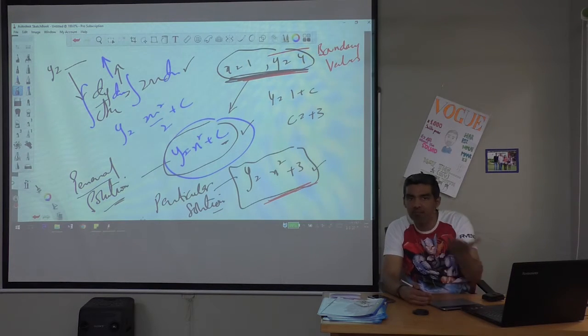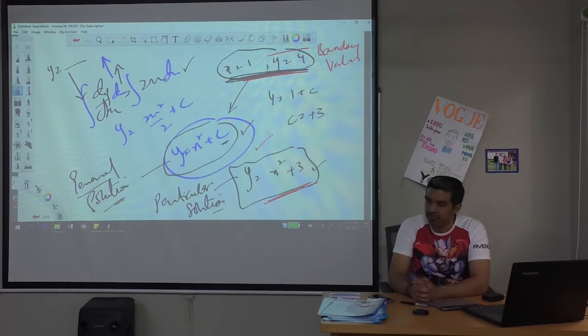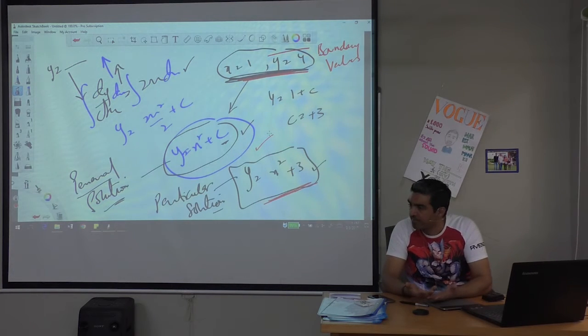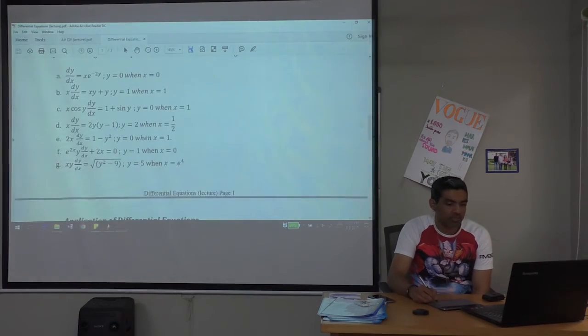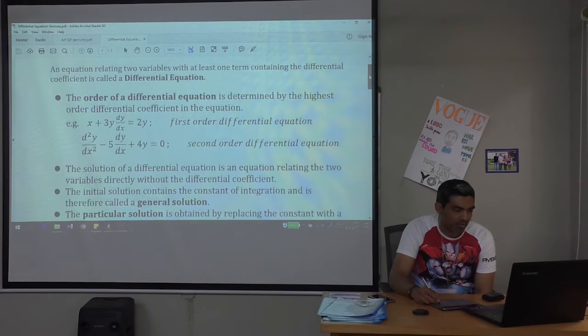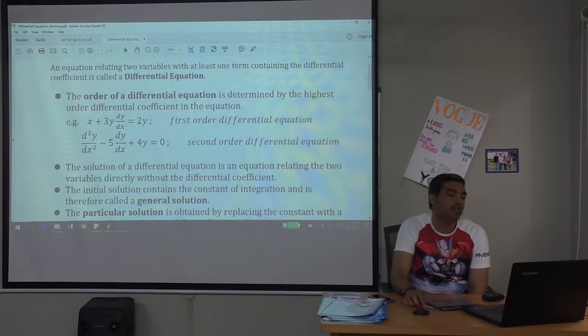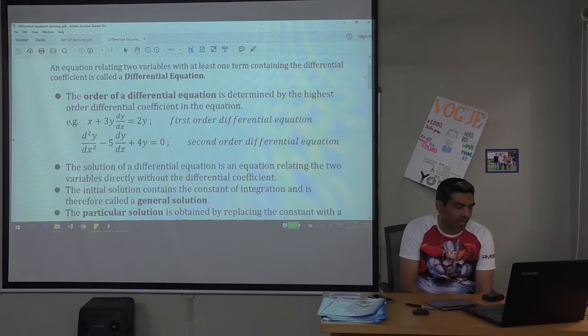Solving a differential equation again means what? Coming back to the original equation. That's what solving means. Right? So first we need to understand what different kinds of differential equations we have. So in a very basic way, although I'm not getting into too much detail because there are many kinds of differential equations, I'm just broadly explaining to you the kinds.